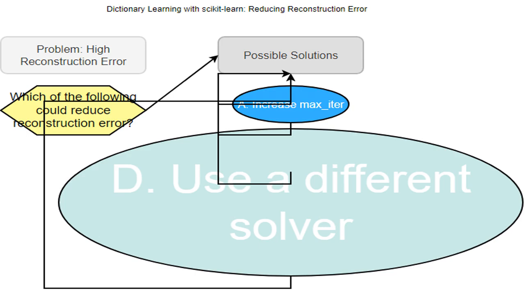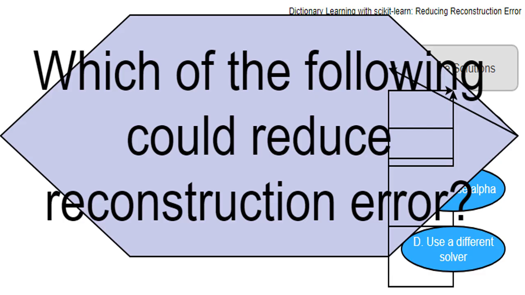Different solvers within dictlearning have different strengths and weaknesses. Some might handle your specific data better and help reach a lower reconstruction error faster. Think of them as different tools. Some might be better suited for a particular job than others. This is the overall question you're trying to answer in this quiz, focusing on methods to decrease the reconstruction error in dictionary learning. The options are related to the parameters and methods that can influence this error.